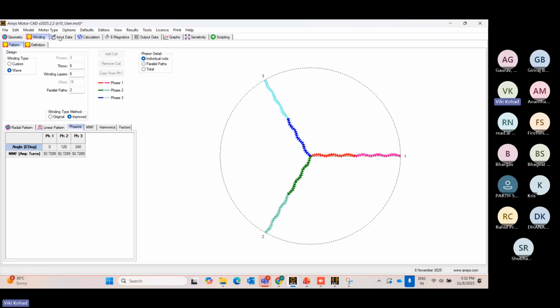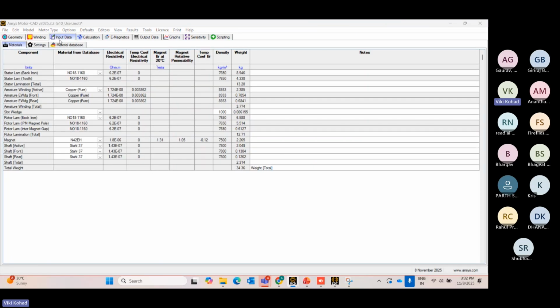Okay, so after the winding sections, you have the input data. In the input data, the material properties are there. Along with those, whatever materials this motor has, like for the stator laminations, the NO181160 is the material. So how much is the weight of that material? Here also Motor-CAD gives you the weight value, like 13.28 is the weight for the armature.